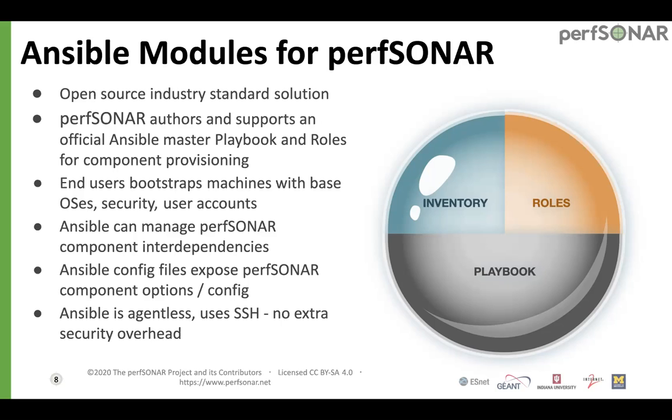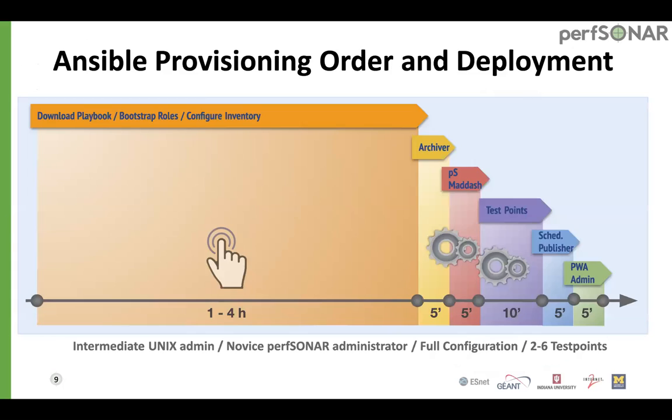To get started, basically, you have to bootstrap the machine with your base OS of choice, your security patches and mods, your user accounts, and then you can use Ansible. So the other 2 things that Ansible is really good at is managing component interdependencies. And it is also really nice because you can use it to surface component options and config options. So that way, instead of having to go read through lots of documentation, you can just see that there's a particular switch, and enabling or disabling that switch has a particular action.